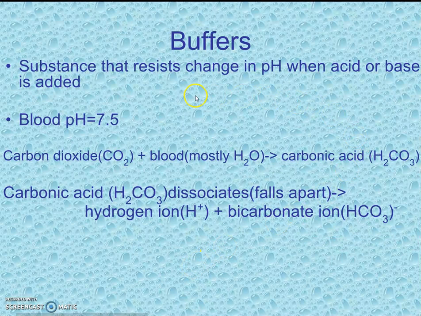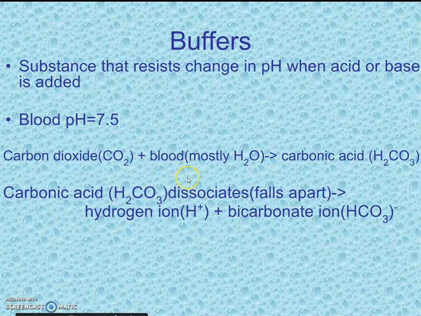The last bit of information is about buffers. Buffers are substances, compounds that resist change in pH when an acid or base is added. It keeps the pH neutral of whatever substance it is. They're pretty amazing. They're very versatile. Your blood's pH is about 7.3, 7.4, 7.5.